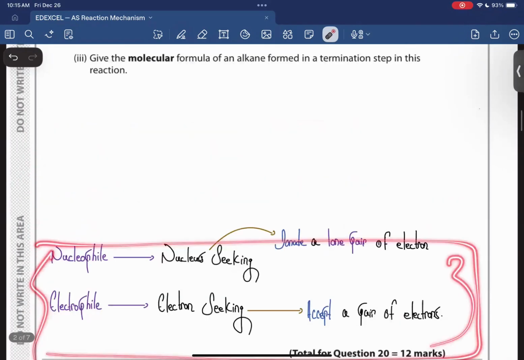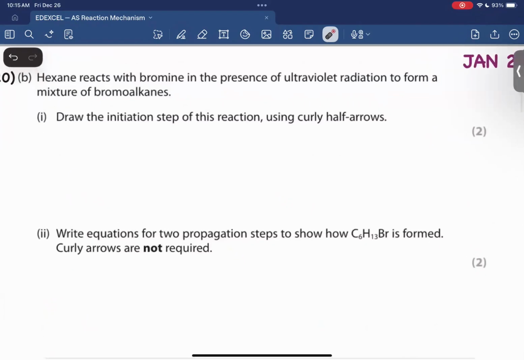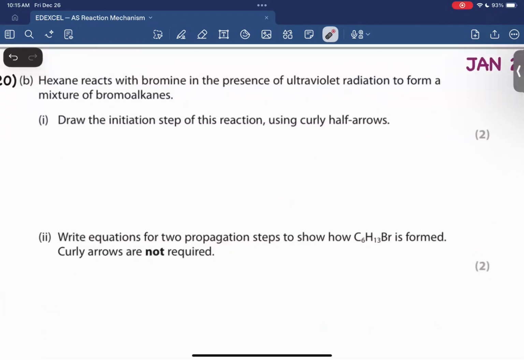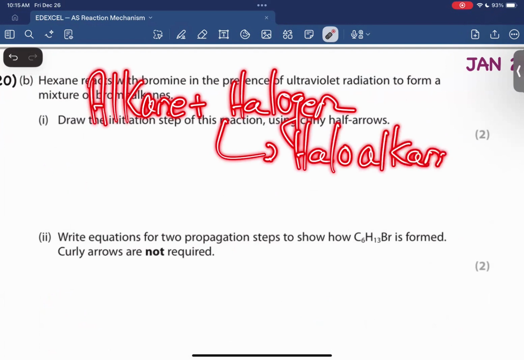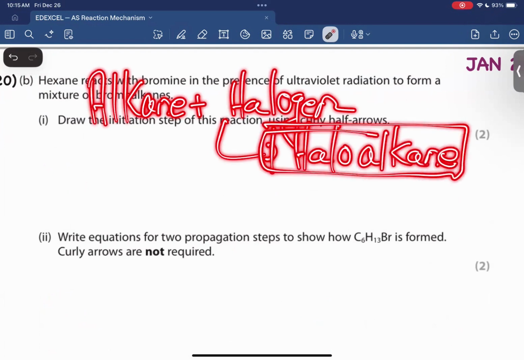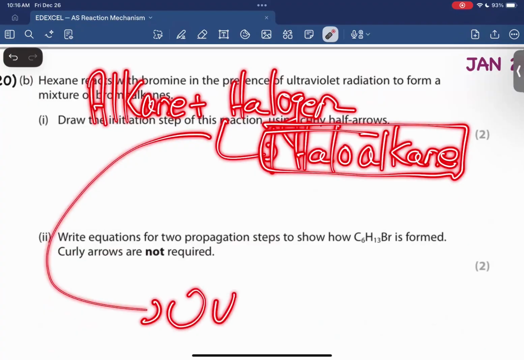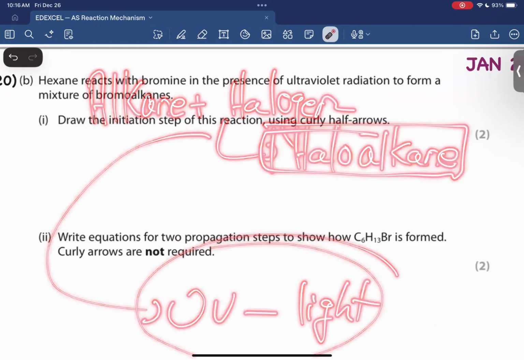Okay, so let's start with the first mechanism from our syllabus, and that is free radical substitution. Whenever an alkane reacts with a halogen, it leads to the formation of a compound called a haloalkane. One of the essential conditions for this reaction is UV light. So this is the first step of the reaction.